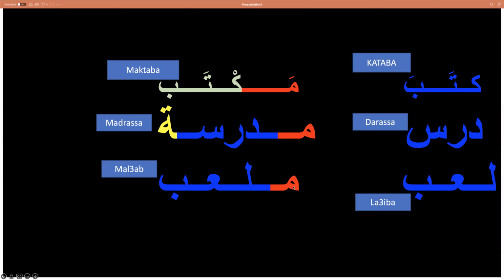So, again, mal'ab, to derive a new word from the root letters, we add this mim in the beginning, and that stands again for the place where. The place where you play. That means like a playground, stadium, any place where you play. So mal'ab, it's pronounced mal'ab.